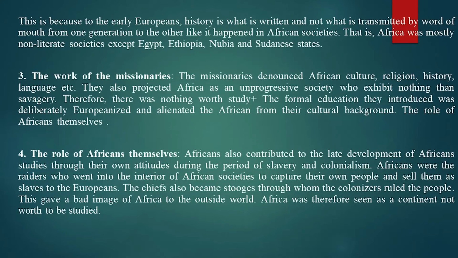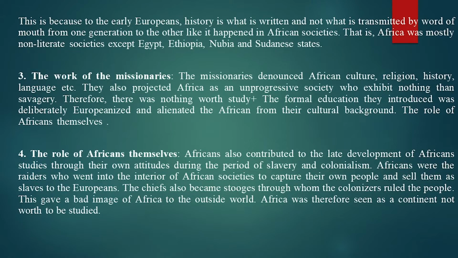So the Europeans thought that our religion was not the best. They said we worship so many gods. So they said Africans are polytheistic. They have so many gods that they are worshiping. So they had a narrow understanding of our religion. So they came in and they introduced Christianity. The Arabs also came in and they introduced Islam.